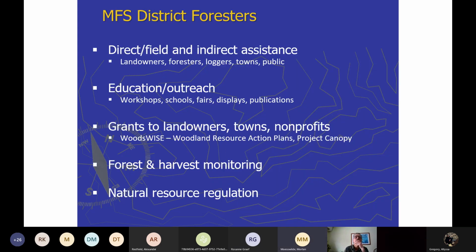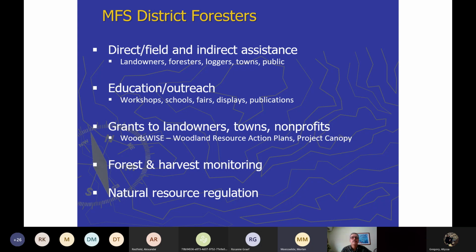The district foresters have a range of responsibilities, and one of them is what we call direct or field-based assistance, also indirect assistance. And the translation of that is that if you are a landowner with more than 10 acres of woodland in the state of Maine, you can call your district forester and they will provide a free on-site visit with you to walk around your property, answer your questions, give you their impressions, and try to describe to you some of the different options that you may have for your property, depending on what your interests and goals for your land are. So the district foresters are a great resource for that kind of assistance. And again, there's no cost to the landowner.